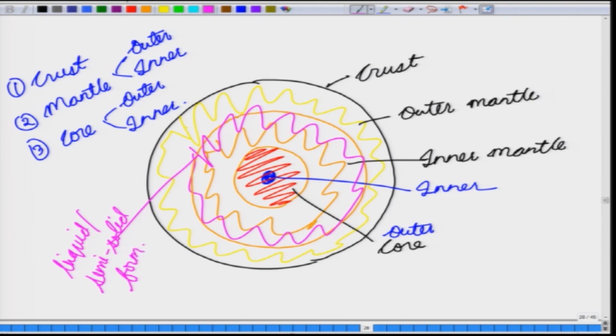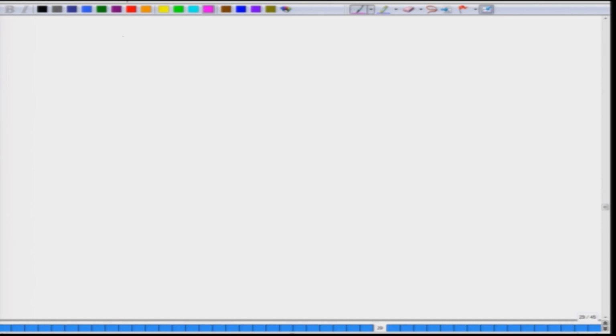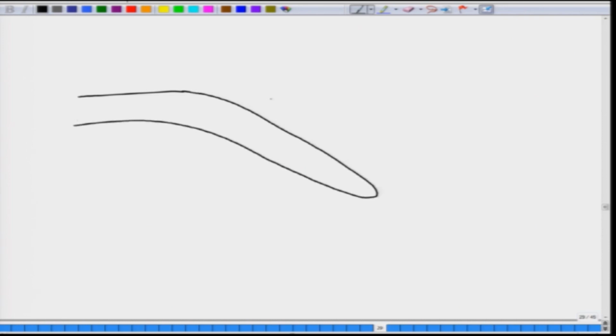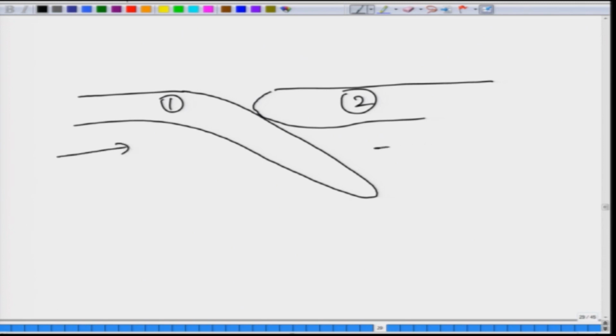Now, if you have a liquid below, the solid surface on the top can move, and when there is this movement, it is known as a plate movement or a tectonic movement. So, in certain situations you can have plate 1 and plate 2, and these plates are moving towards each other. In this case, plate 1 has bulged towards the center and is now going down.